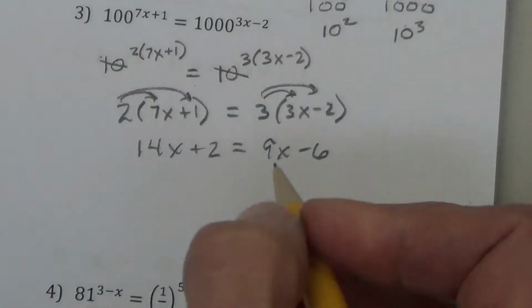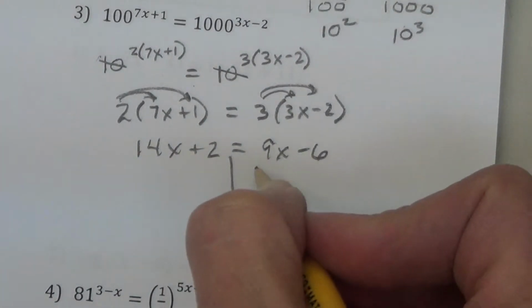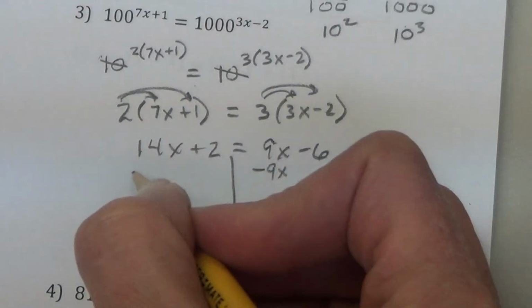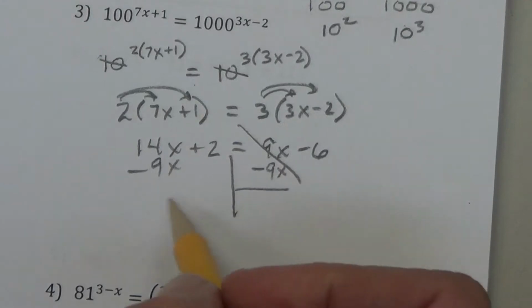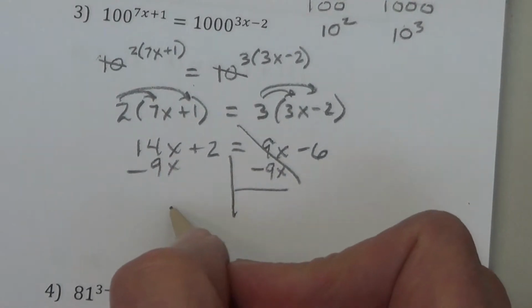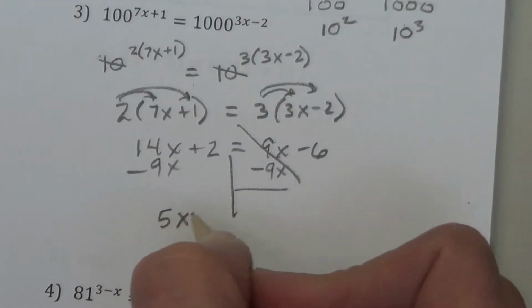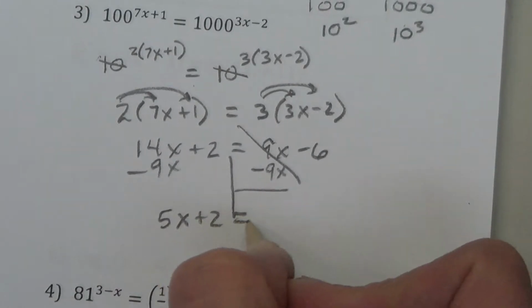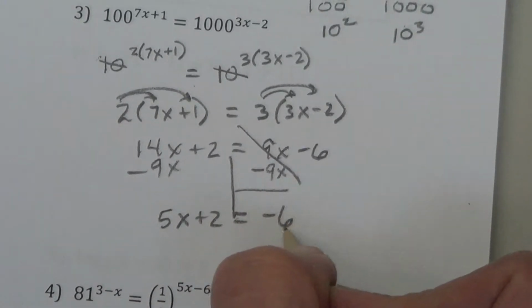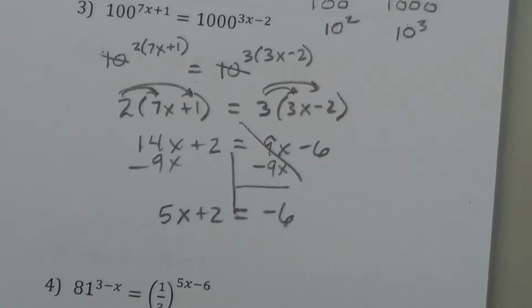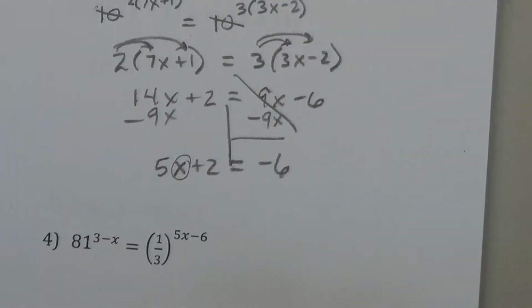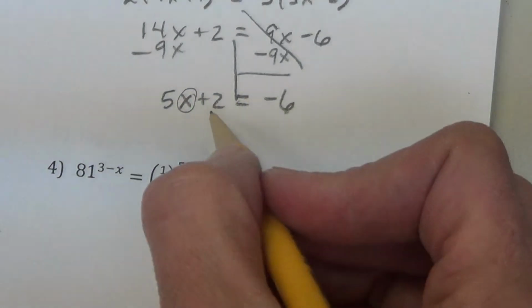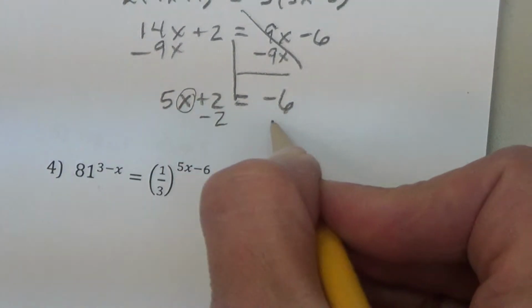And now we gather the x's to one side. We get rid of them on the right side usually. So minus 9x over there, minus 9x here. This cancels. And we get 14x minus 9x is 5x plus 2 equals negative 6. Now we want to get that creepy dude alone again. If you're remembering back to Algebra 1, we get that guy all by himself. We subtract 2 from each side.